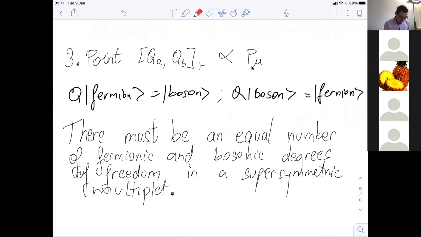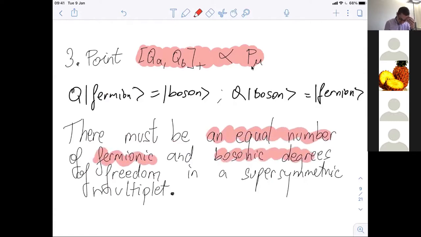Okay. And the third point is related to the algebra, this relation. One can derive from this relation basically that within a supermultiplet there has to be an equal number of fermionic and bosonic degrees of freedom.